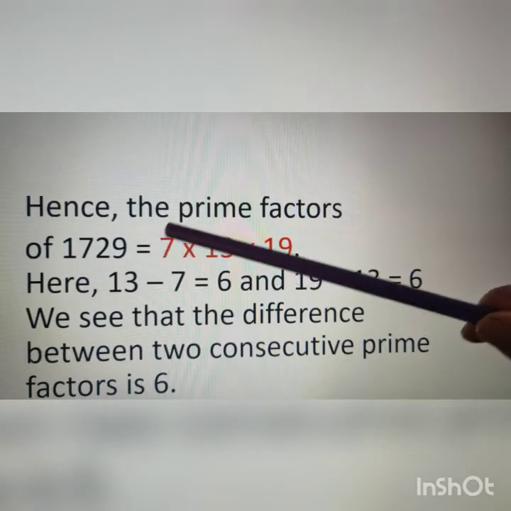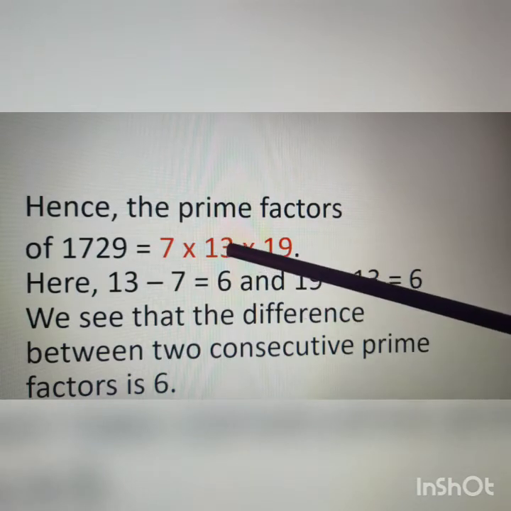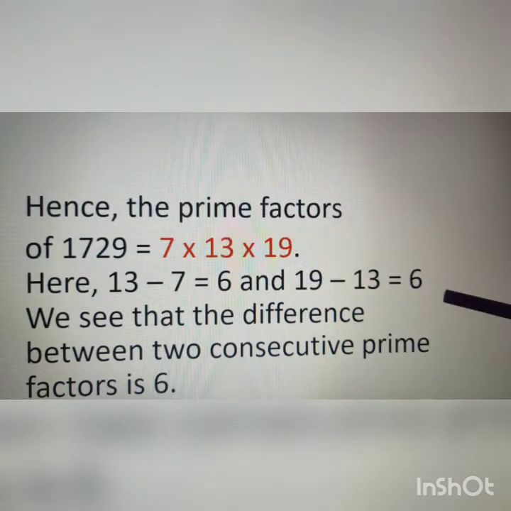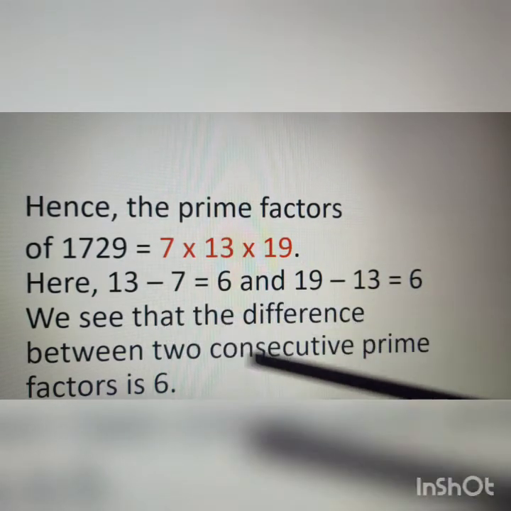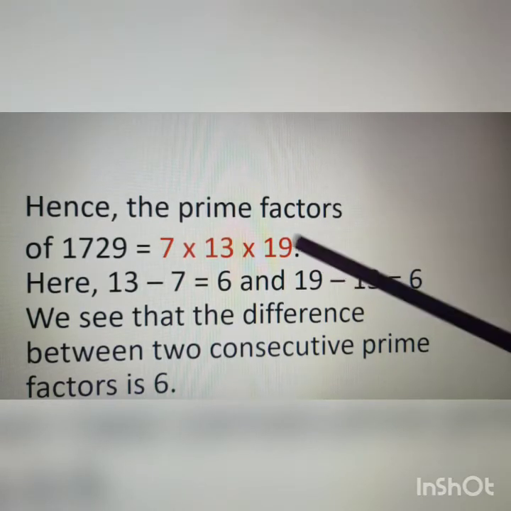First, we will take 7 and 13. 13 minus 7 is equal to 6. Next, 19 minus 13 is equal to 6. We see that the difference between two consecutive prime factors is 6. That is the relation between two consecutive prime factors of the given number 1729.